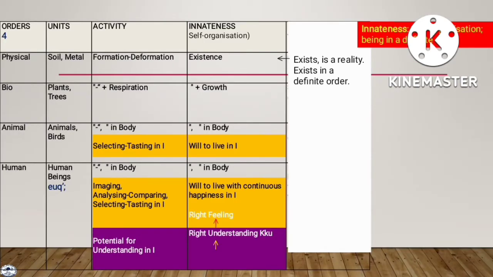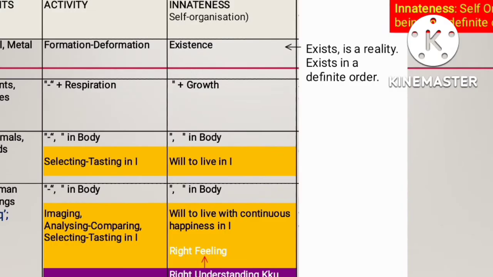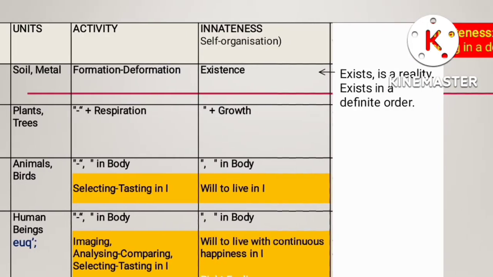Next, we see the innateness of the units in nature. Let's see the physical units. What is the innateness or inborn nature of physical units? That is existence. Whatever form they become, we cannot destroy them. They still exist. Even if you try to break them into pieces or try to burn any minerals or gas, they change into a different form, but at the same time they exist. They exist in a definite order of composition, so that is called existence. So units of physical order, they exist.